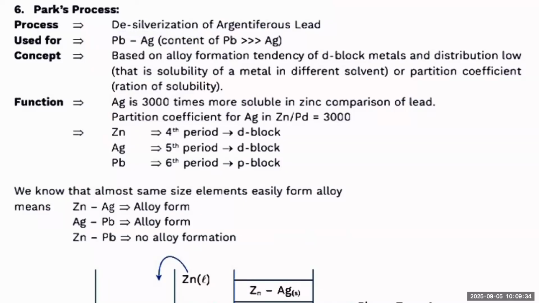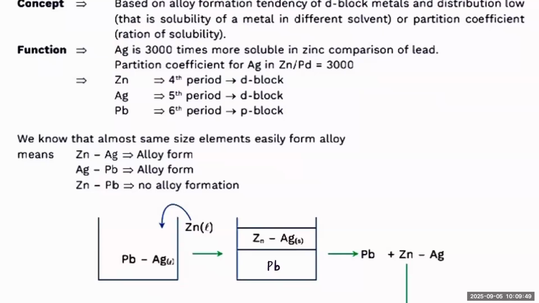That means this is the opposite of that one, cupellation. Here, lead has to be separated, and silver is in a much smaller quantity. Clear. Now, silver is 3000 times more soluble in zinc compared to that of lead.